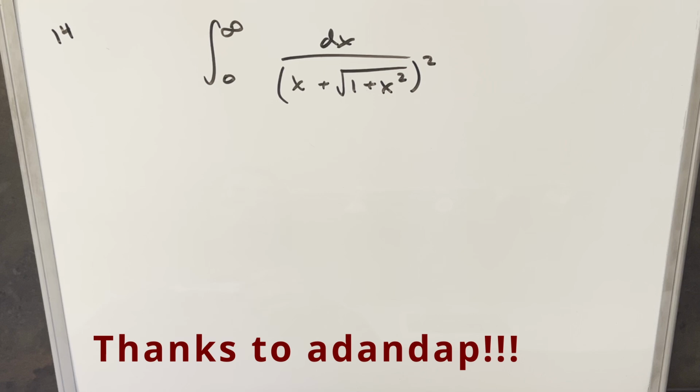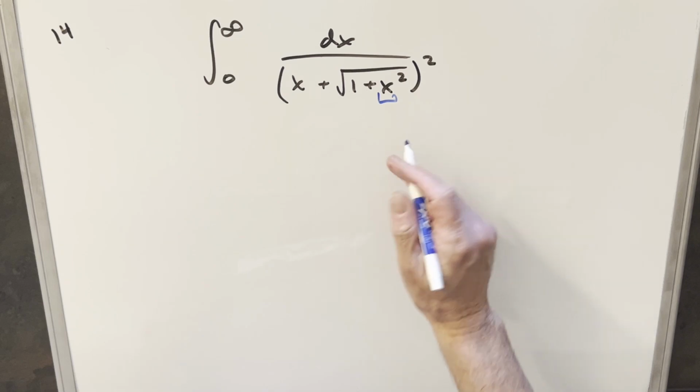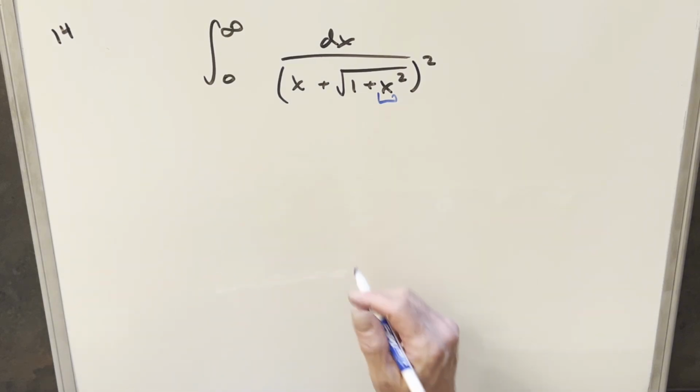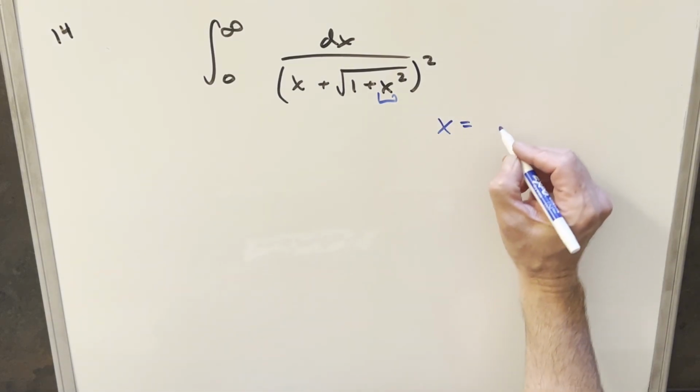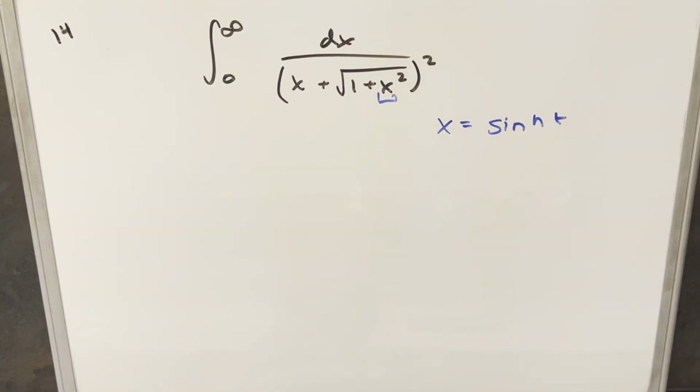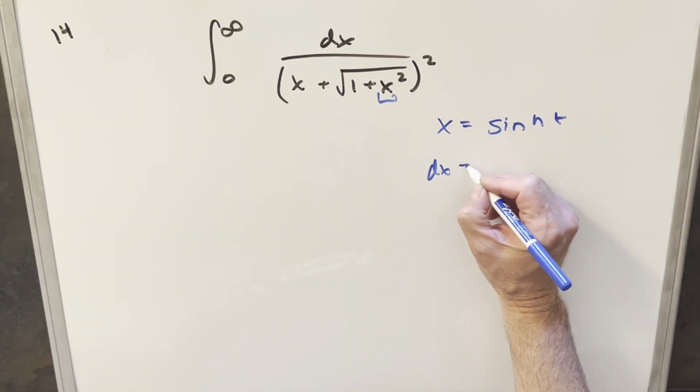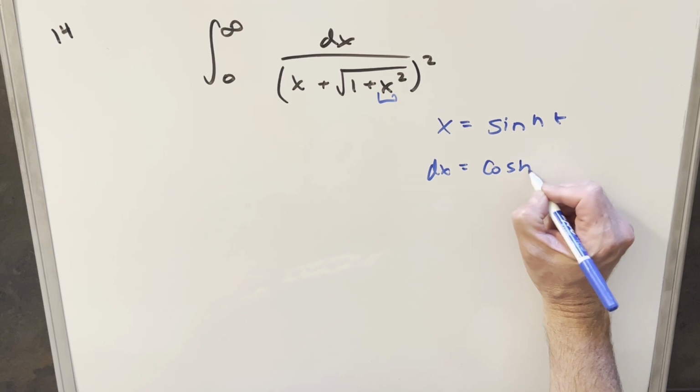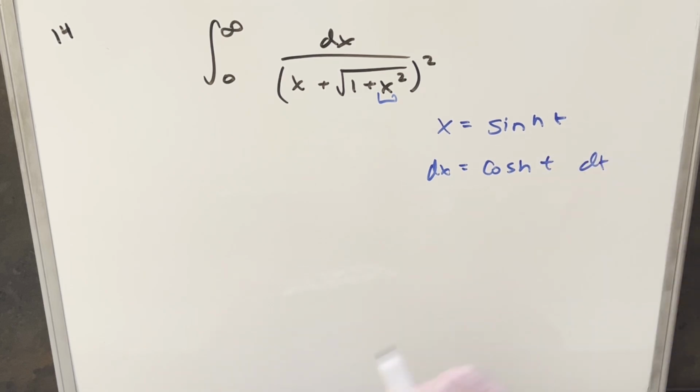Today from the comments, what I got from Adandap was that we could do this using hyperbolic trig substitution. So what we want to do is substitute, just noticing what we have here, 1 plus x squared. What's going to work nicely for a substitution is x equal to sinh of t. We can take a derivative, and so for our dx value, this is just going to become cosh t dt.